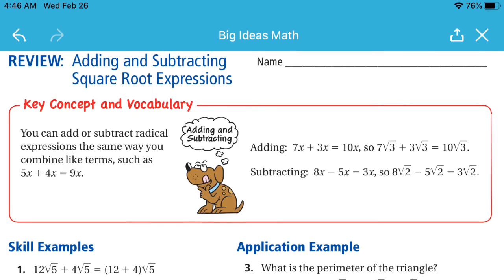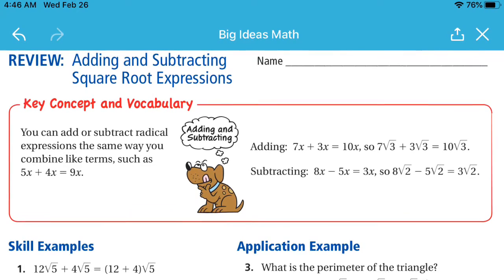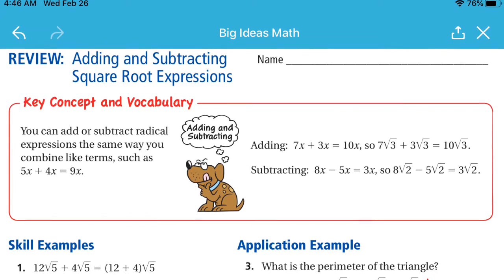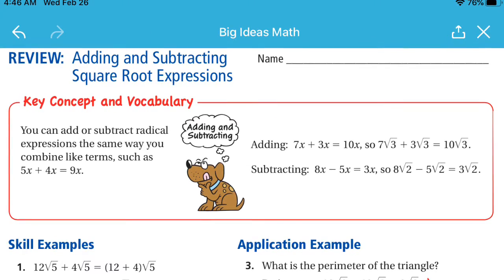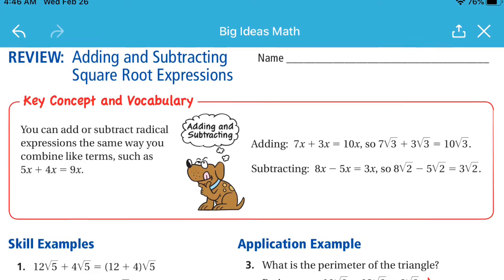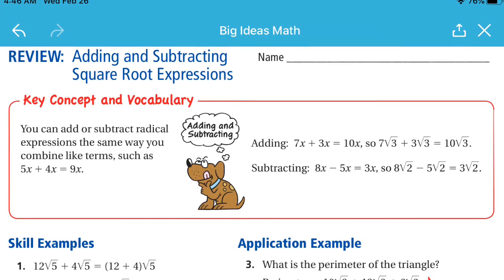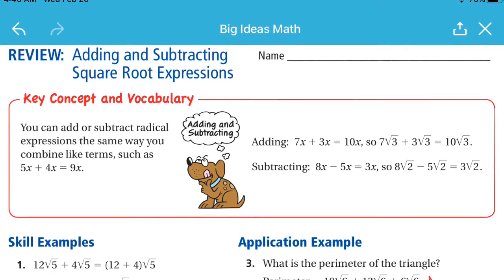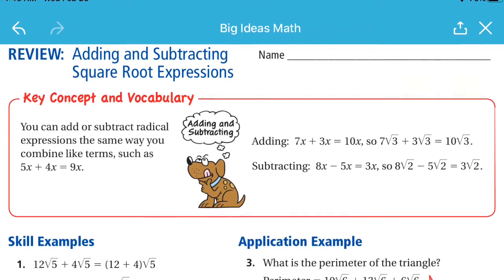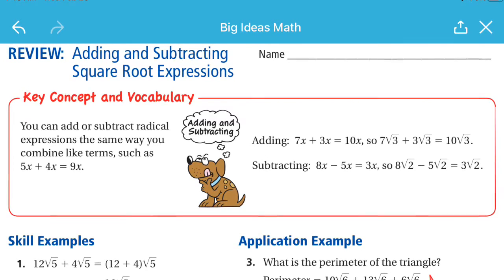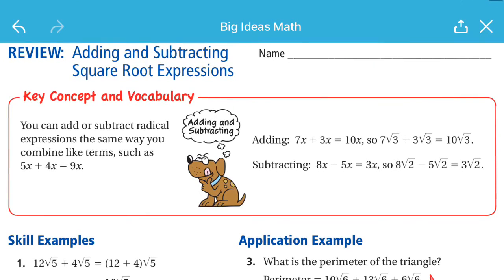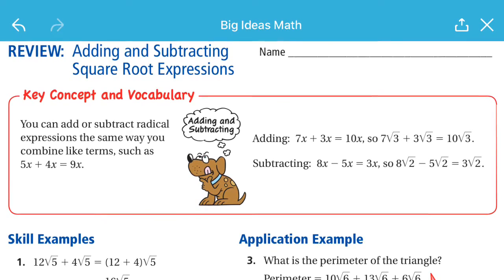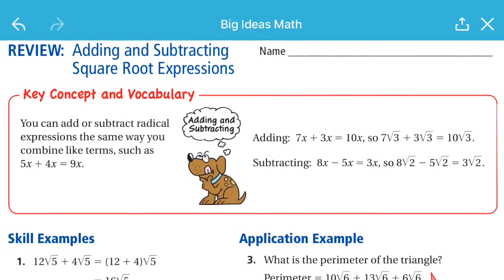All right, so now let's look at adding and subtracting square root expressions. When adding square root expressions, as you can see to the right, we just treat the square roots as if they were variables. So in adding 7x plus 3x, we get 10x. We're going to treat the square root of 3 as an x. So we have 7 times the square root of 3 plus 3 times the square root of 3 gives us 10 times the square root of 3.